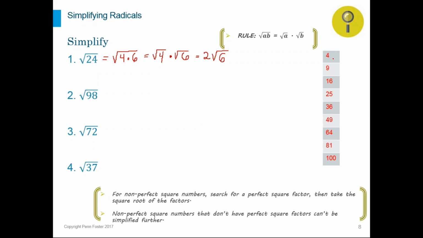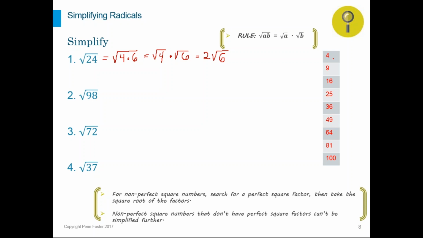98 divided by 25 will give you 3.92, not the one I'm looking for. Let's try 36. 98 over 36. Decimal answer, ignore it. 49. So 98 divided by 49 will give you 2.